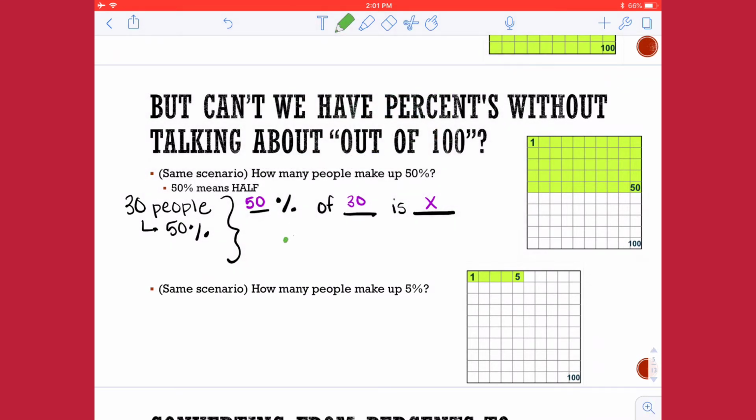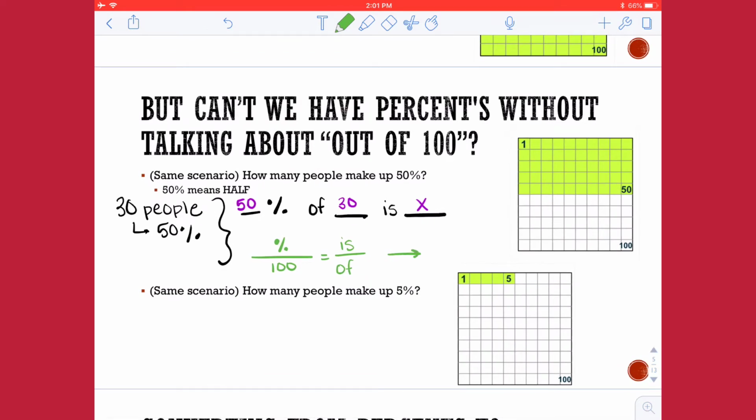We always put our percentage value over 100 is equal to my is value over my of value. And so I'm going to go fill that in, and I have 50% out of 100 is equal to my is, what I'm looking for, and my of is 30. And then I'm going to actually go and solve this. In order to solve this, I'm going to do 50 times 30, and then I'm going to divide by 100.